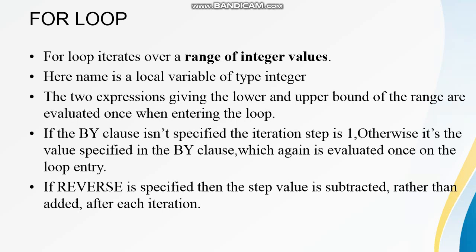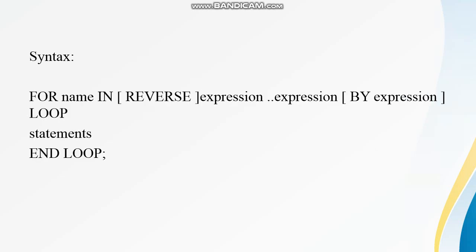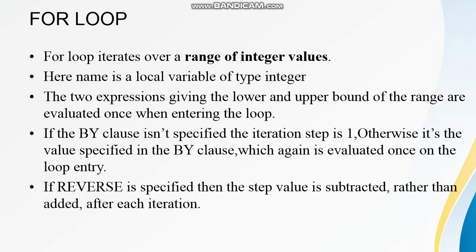Okay, if the by clause is not specified, the iteration step is 1. This is the syntax. You can see I have already specified that whatever comes in the square bracket is optional, right? So here this by expression, if it is not specified, then the iteration step is 1. That means if the value of i is 1, it is going to iterate by step 1. That means 1 plus 1, 2. Again 2 plus 1 is 3. 3 plus 1 is 4. This is what iteration step 1 means.